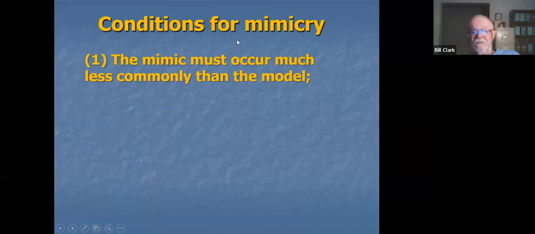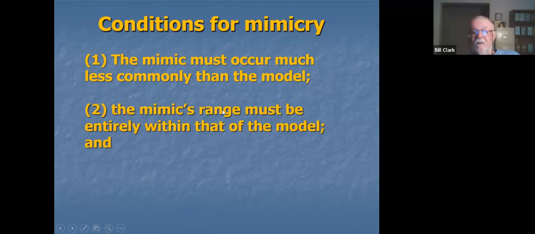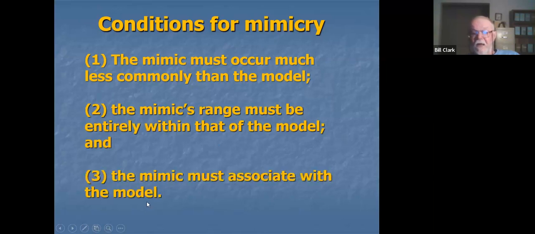So there are conditions for mimicry. The mimic must occur much less commonly than the model. And that's the case. Where the Zone-tailed Hawk occurs, there are Turkey Vultures, and the Zone-tailed is much less common. The mimic's range must be entirely within that of the model. That condition is held. And the mimic must associate with the model.